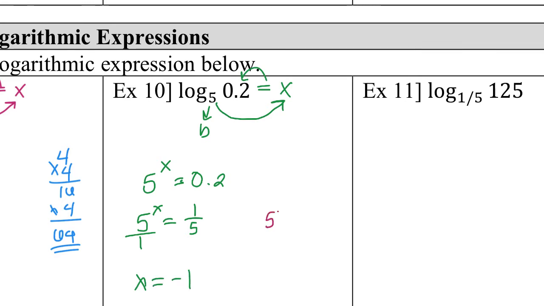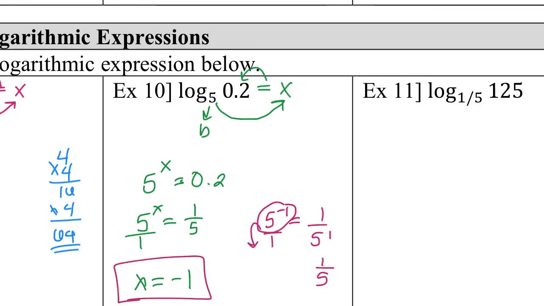If you do 5 to the negative first, that means that this is going to drop to the bottom, become positive, and put a 1 on top. And well, 1 over 5 to the first is just 1 over 5. So this is kind of playing with your exponent rules as well.